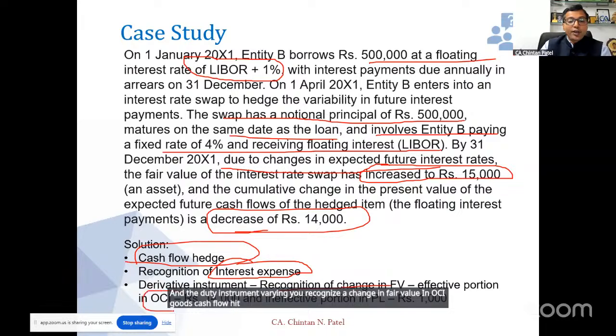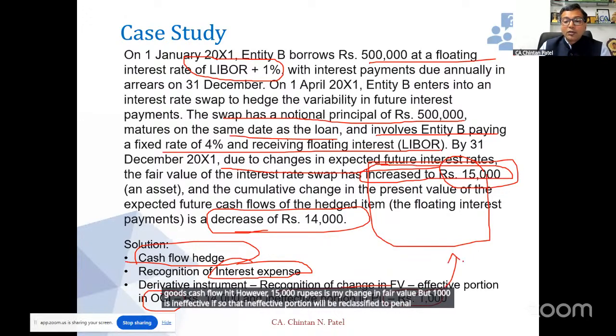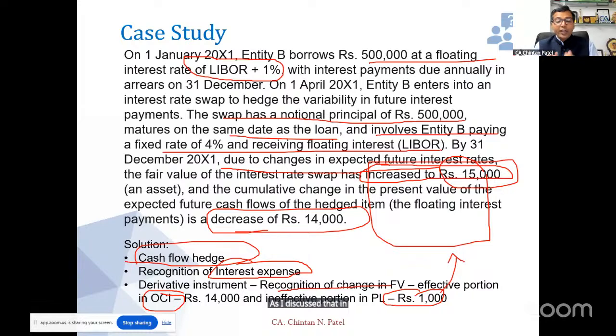However, 15,000 rupees is my change in fair value, but 1,000 is ineffective. That ineffective portion will be reclassified to the P&L account. As I discussed, in case of a cash flow hedge, the change in fair value will be part of OCI. If there is an ineffective portion, that ineffective portion will be reclassified from OCI to the P&L account.